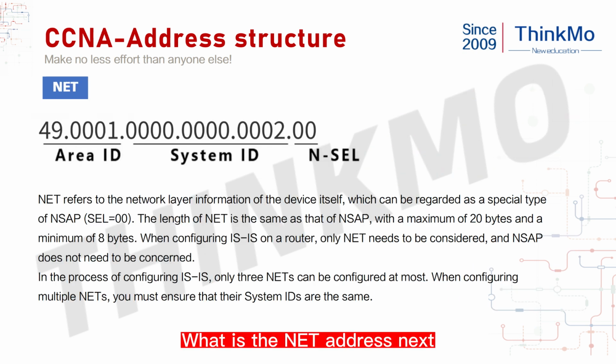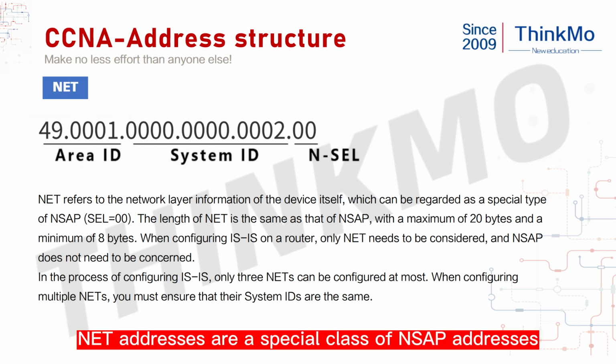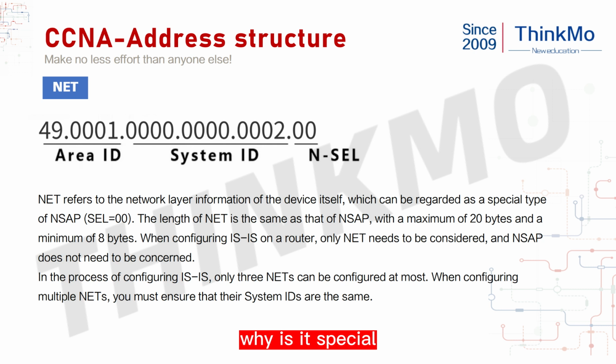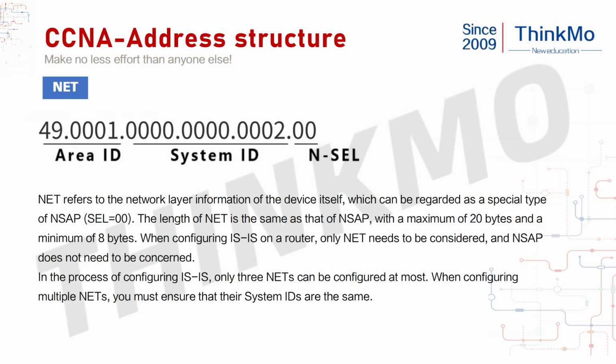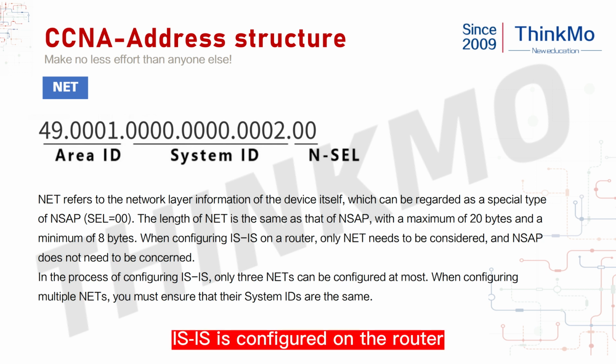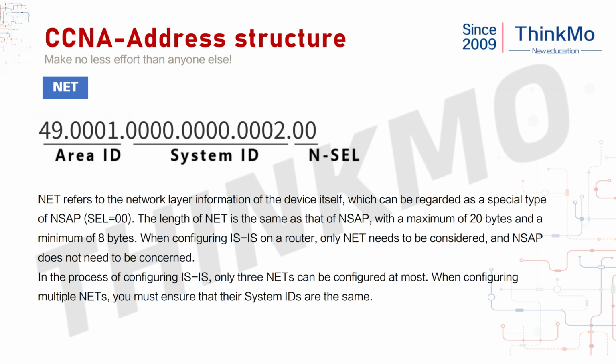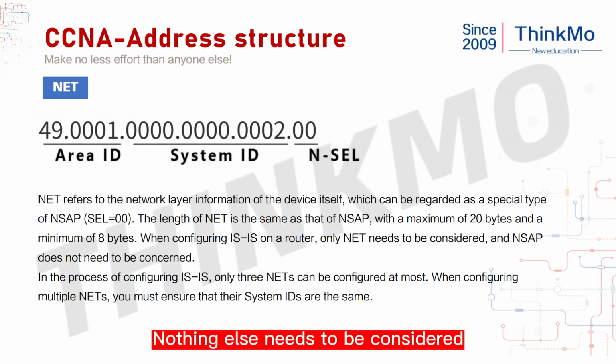What is the net address next? Net addresses are a special class of NSAP addresses. Why is it special? The SEL is 0. For ISIS, we just use the net address. It's called the network entity title. Some also call it the network entity identifier. When configuring ISIS on the router, you only need to consider the net address. Nothing else needs to be considered.